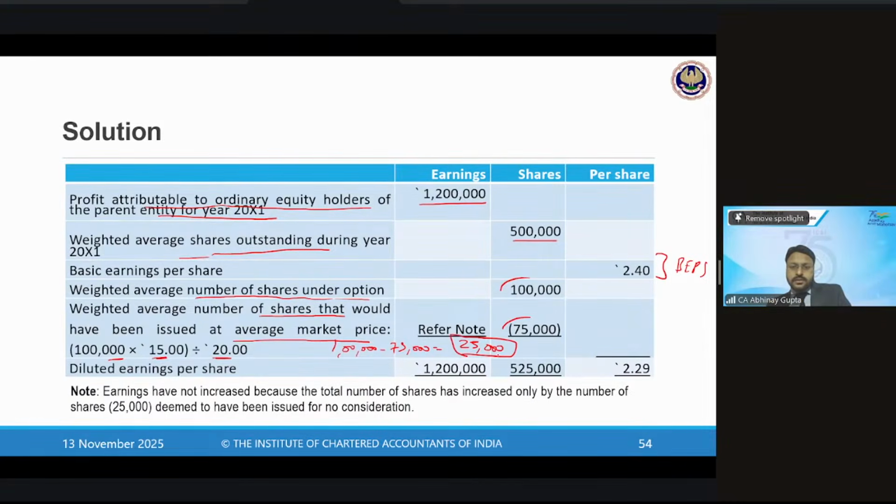Correct? Are you able to recall the discussion we had today? That whenever the shares are issued to any party at a reduced price, then the benefit being passed on to that person in terms of value divided by the fair market value should be the number of shares.